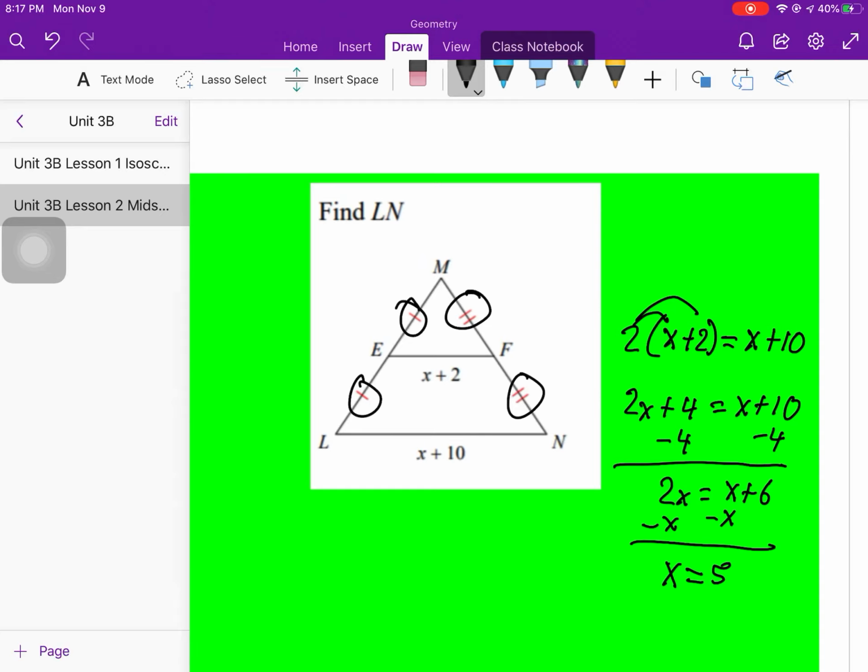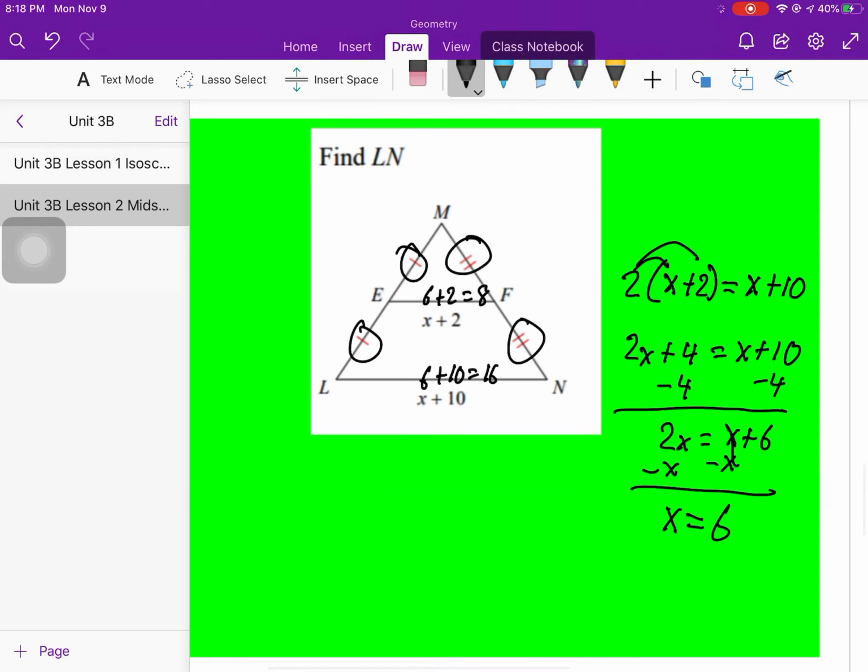That's not the final answer, though, because remember, we're trying to find LN. LN is our base. So if we did this right... Oh, I was like, this is not going to work. We get x equals 6, excuse me. 6 is the answer that we want, because now if we plug that in here, we get 6 plus 2, which equals 8. We get 6 plus 10, which equals 16. 8 is half of 16, so we did that right. And we wanted to find LN, which is the base, so LN is 16. We could put units if we want to be specific. You don't have to worry about that, though.